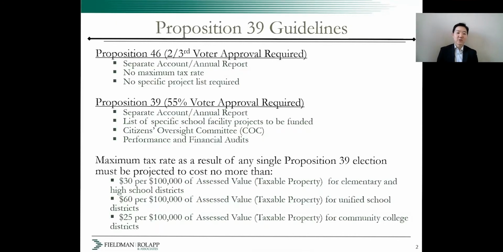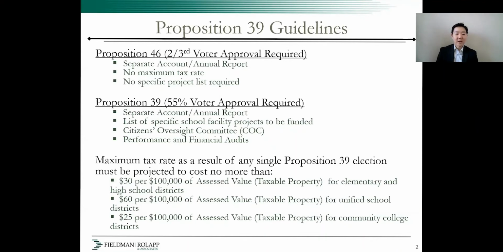So prior to the year 2000, the traditional way to pass a voter-approved bond measure was a 2/3 voter approval requirement known as Prop 46. With Prop 46, districts need to establish a separate account for bond proceeds and also prepare an annual report which details the spend down of proceeds and the status of projects. However, under a Prop 46 measure, districts are not restricted by a maximum tax rate and are not required to provide a specific project list, though bond proceeds may be only used for the acquisition or improvement of real property.